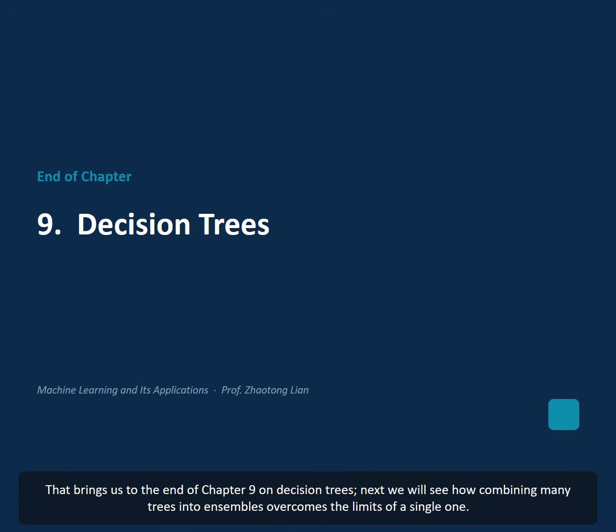That brings us to the end of Chapter 9 on decision trees. Next, we will see how combining many trees into ensembles overcomes the limits of a single one.